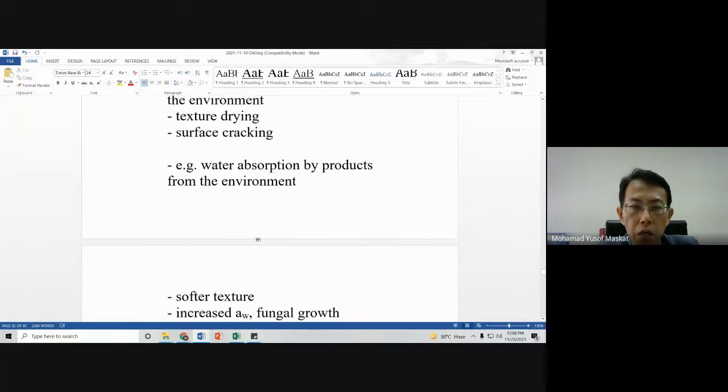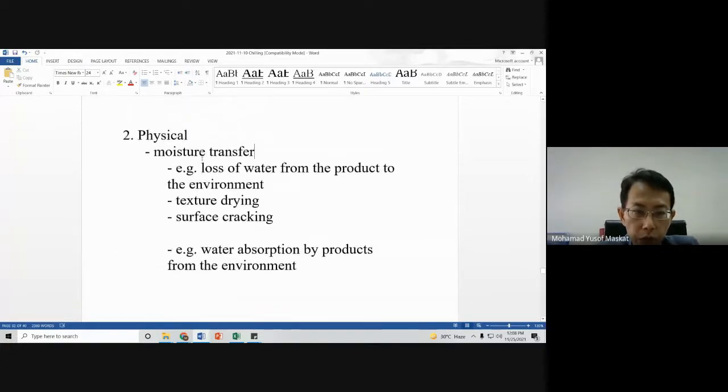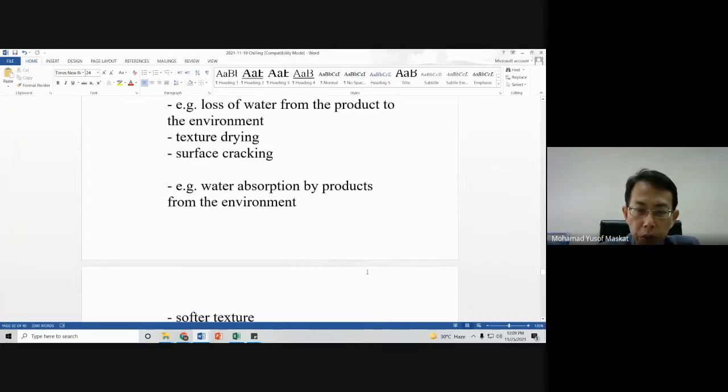Then there is water absorption by products from the environment. For fruits and vegetables, we do not want them to lose moisture, because it will affect the texture and also the appearance. However, for certain fruit products, we do not want them to absorb moisture from the environment. What type of product? Like dried fruits, for example.